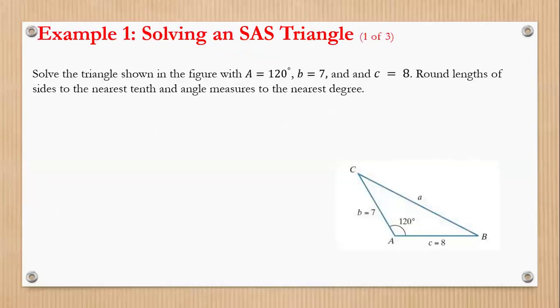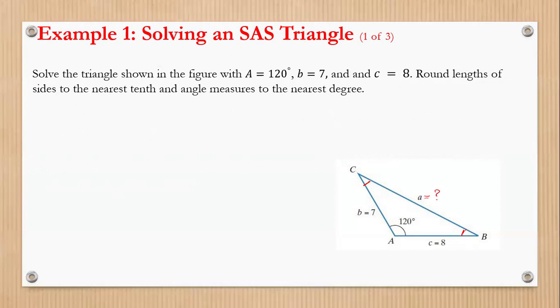Let's look at an example first. We want to solve a triangle, which you can see in this picture. And as you see, angle A, which is 120 degrees, is given to us. Side b and side c are also given to us. And we want to solve this triangle. Solve this triangle means find angle B, find angle C, and find side a.